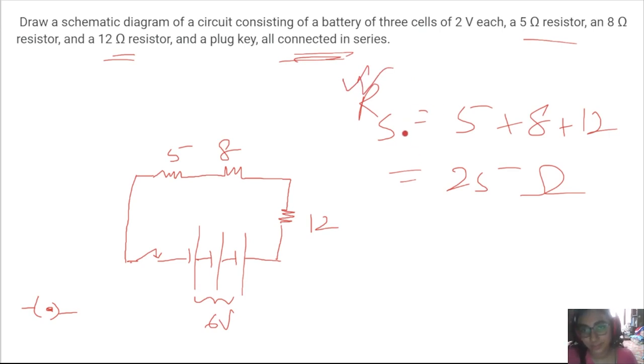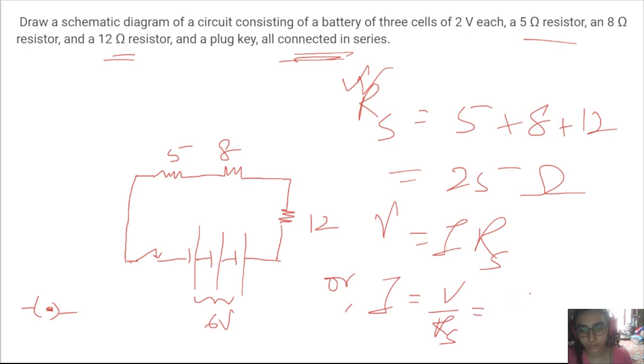In case you have missed our previous class, you can just go and see it on our YouTube channel. Okay. So we can also calculate the current flowing through each of the resistances here. It will be all the same. So V equals I R S, or I equals V by R S. V here is 6 volt, R here is 25. Okay. So let's just keep it as a fraction for now. Or if you want, we can convert it to 0.24 ampere. Okay.